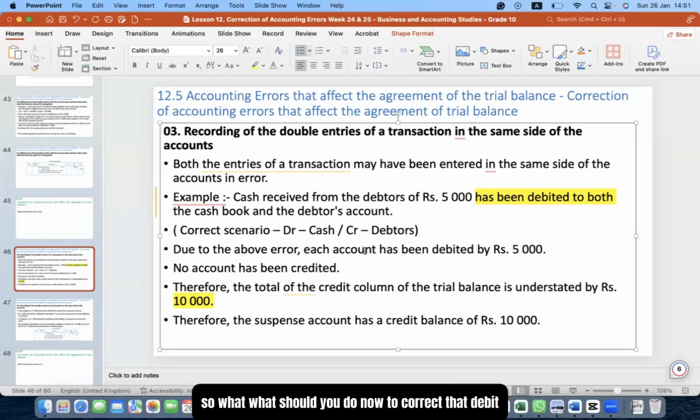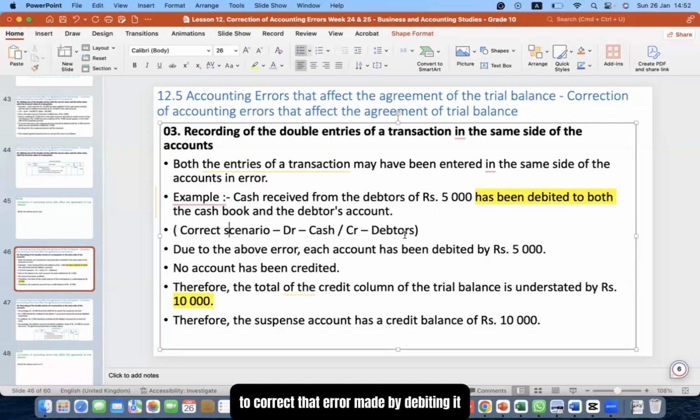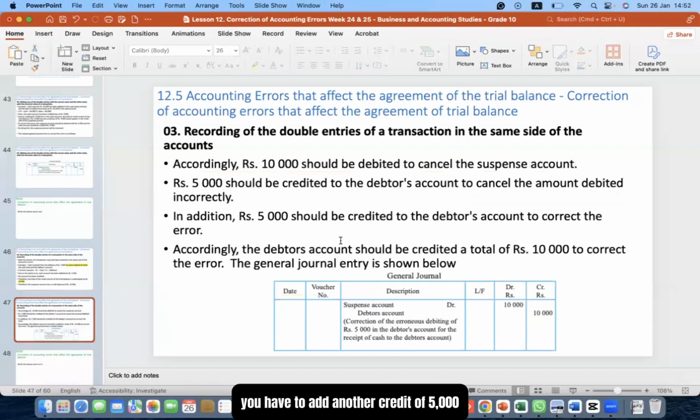So what should you do now to correct that additional debit? You have to add one credit of 5,000 to correct that error made by debiting it, and then to correctly enter the credit side, you have to add another credit of 5,000. Then only you are getting the complete, correct picture. Then only you are getting the correct account. So debtors account will be credited by 10,000. So that's how.